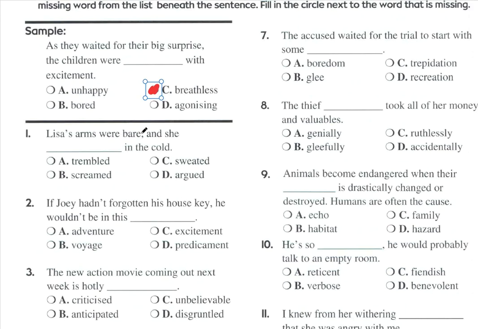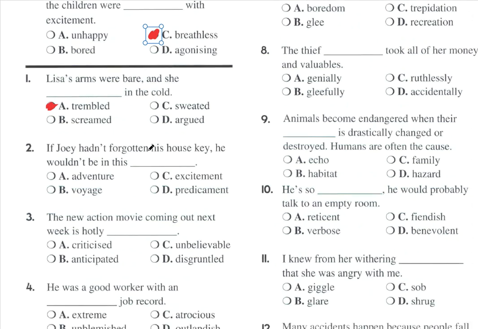All right, Lisa's arms were bare and she, so the cold is usually bad in this context, right? We associate it with the weather. Her arms were bare. What do your arms do? You would tremble. If Joey hadn't forgotten his house key, he wouldn't be in this.